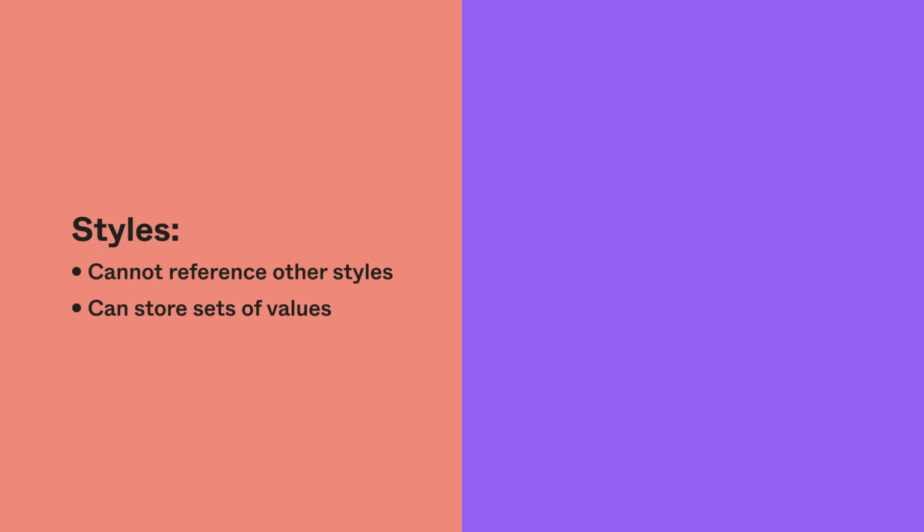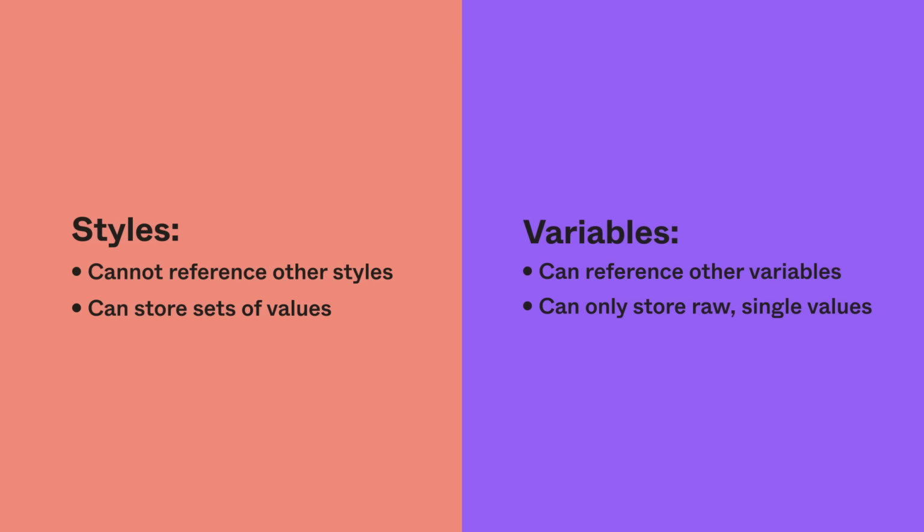Keep in mind, this doesn't mean you should get rid of using styles. Styles can store sets of values, allowing for reusable properties like gradients or shadows. Variables can only store raw, single values.